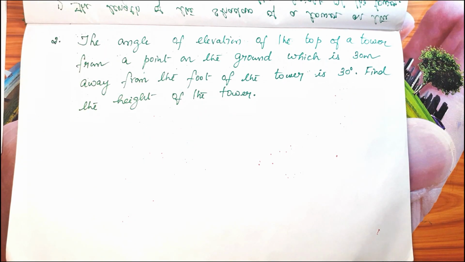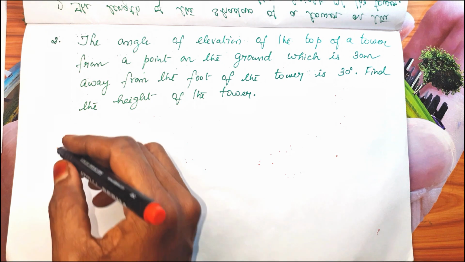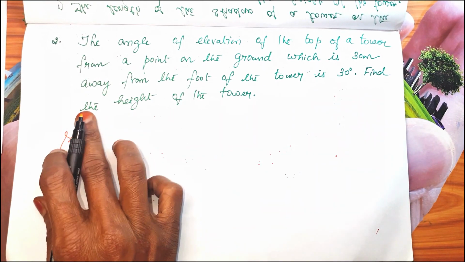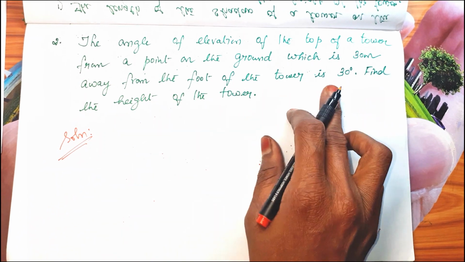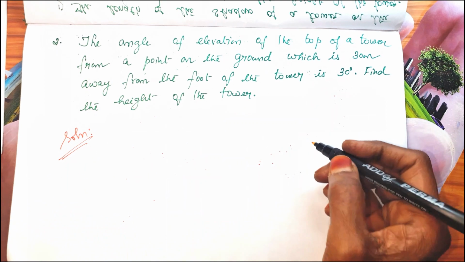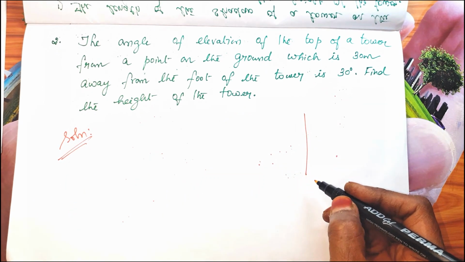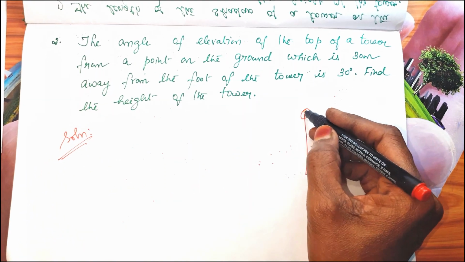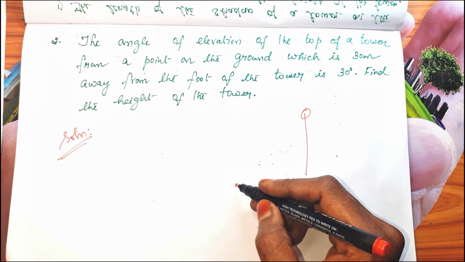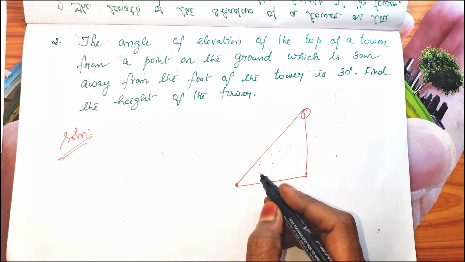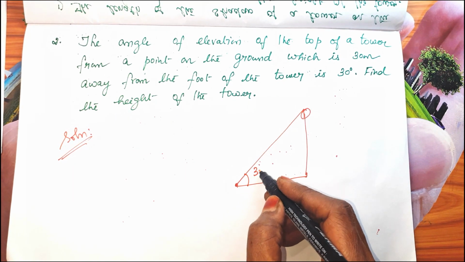This is the next problem. The angle of elevation of the top of the tower from a point on the ground which is 30 meters away from the foot of the tower is 30 degrees. We are going to find the height of the tower. Okay, so we have to take one tower. The observer is seeing the top of the tower. The angle of elevation is given as 30 degrees.